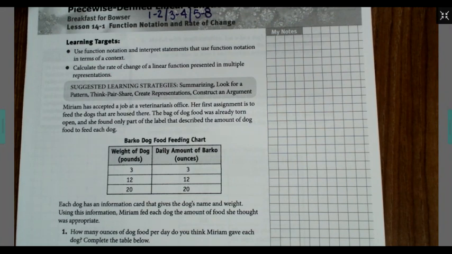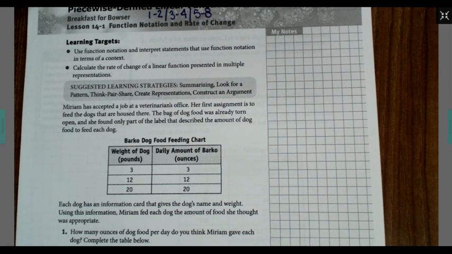It says, Miriam has accepted a job at a veterinarian's office. Her first assignment is to feed the dogs that are housed there. The bag of dog food was already torn open, and she found only part of the label that described the amount of dog food to feed each dog. A dog food feeding chart: the weight of the dog in pounds and the daily amount of food in ounces.